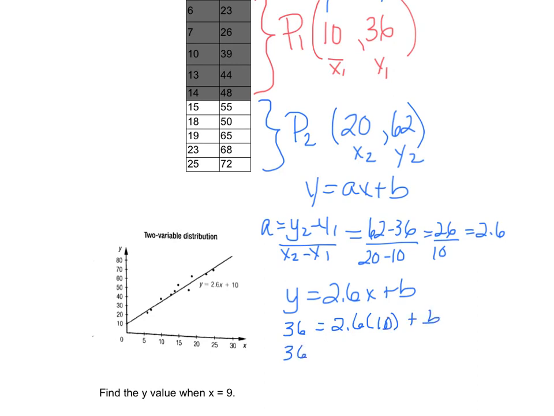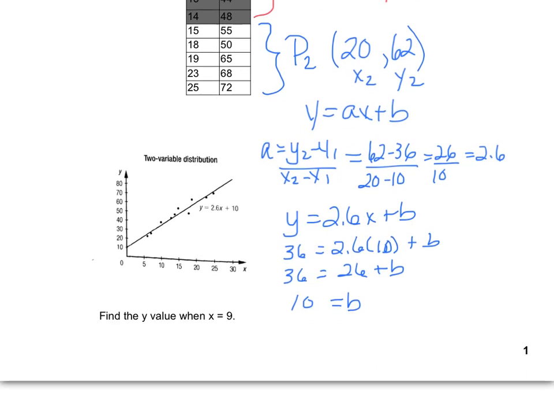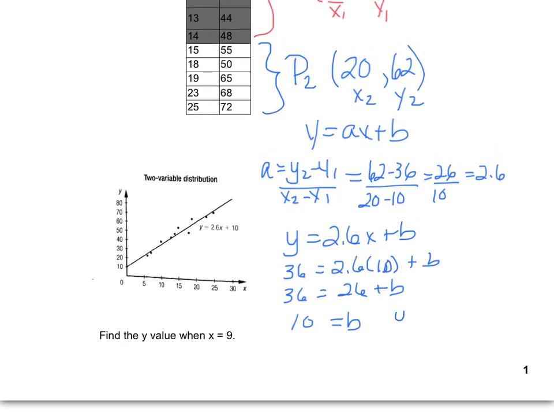So we get 36 equals 26 plus b. We subtract 26 from both sides. We get b is equal to 10. So the equation of the line is y is equal to 2.6x plus 10. Now that we have the equation, we can use it to interpret the data in our graph.